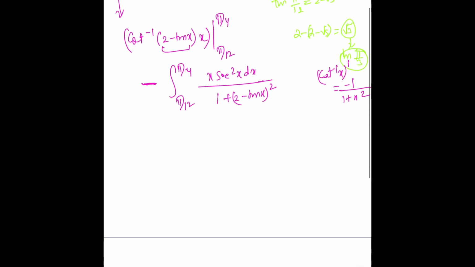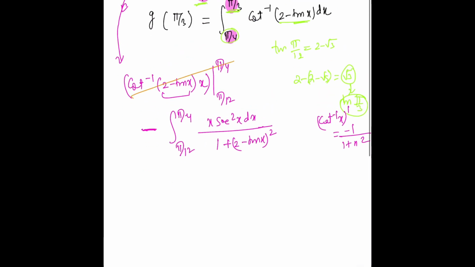Now again, we know these quantities can be evaluated very easily. At pi by 4 it's giving cot inverse 1 into pi by 4, so that gives pi by 4 whole square. At pi by 12, cot inverse of 2 minus root 3 is cot inverse of root 3, which goes to pi by 6, and into pi by 12. So this quantity is fine. We have 7 pi square by 144, right? So this quantity becomes 7 pi square by 144.